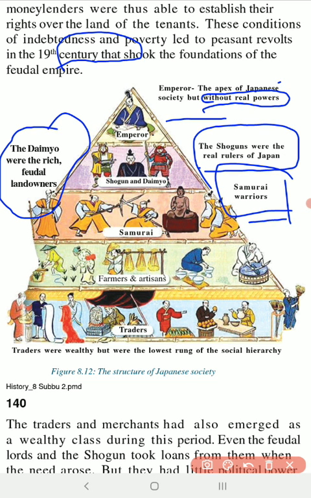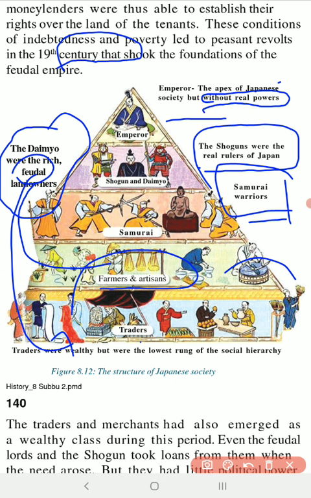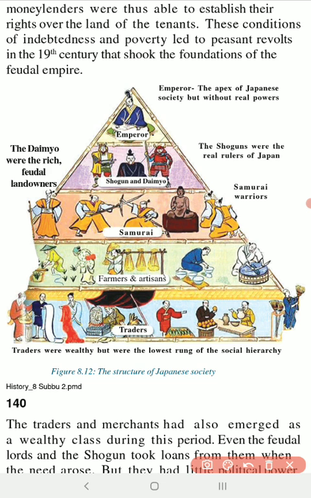The fourth one are the farmers and artisans, who work under the daimyo, these feudal landowners. And then the traders, the moneylenders, who give money to the farmers. Sometimes we also find that these feudal lords take loans from the traders, the moneylenders. But even though they are very rich, traders are still considered to be at the bottom of the society.